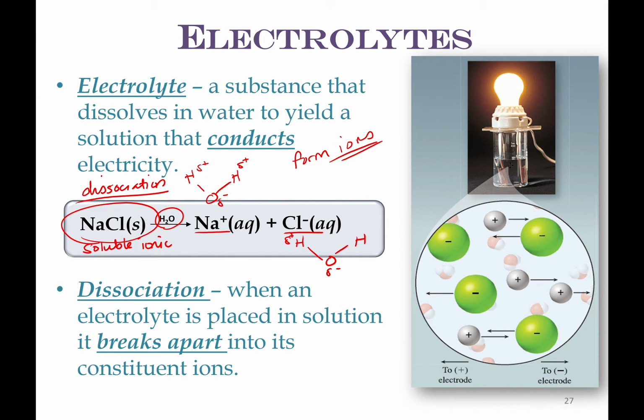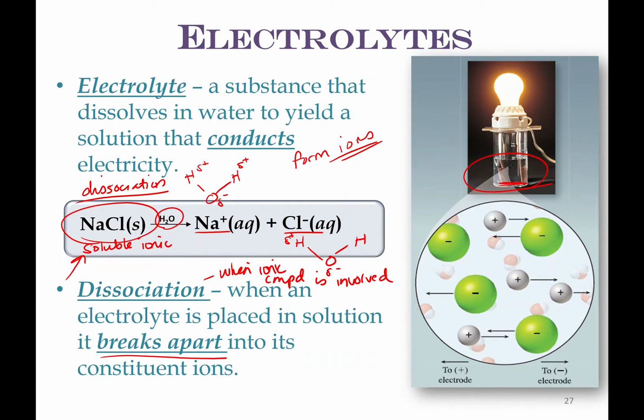Not everything that dissolves forms ions, but ionic compounds do. It's called dissociation because they dissociate. They move apart from one another. So they're breaking apart. Dissociation is the term used when we have an ionic compound, because there are already ions present here, they just break apart. They move away from one another. That's dissociation.